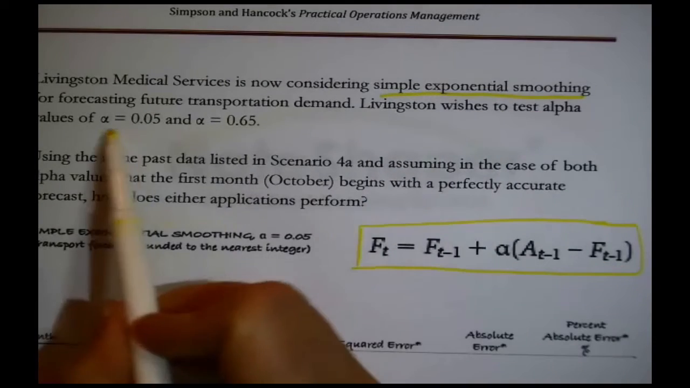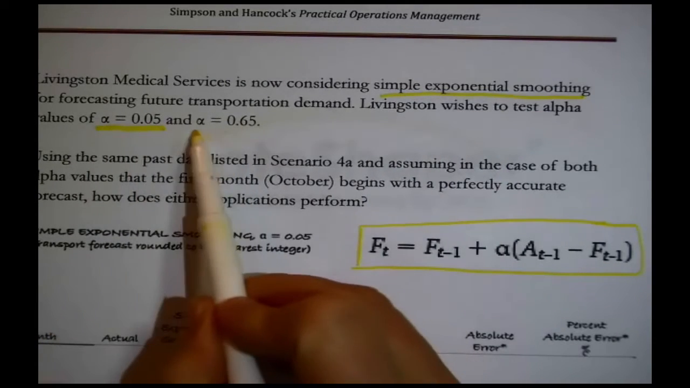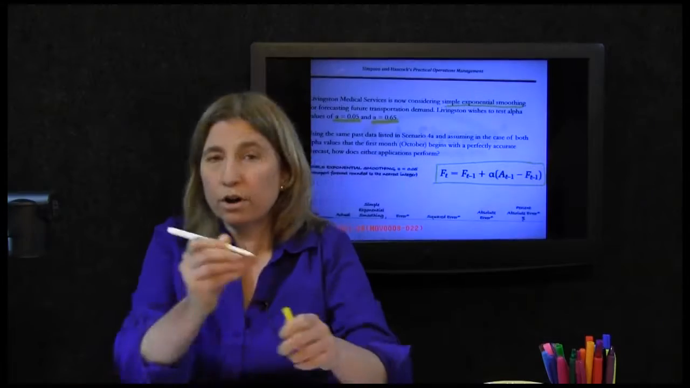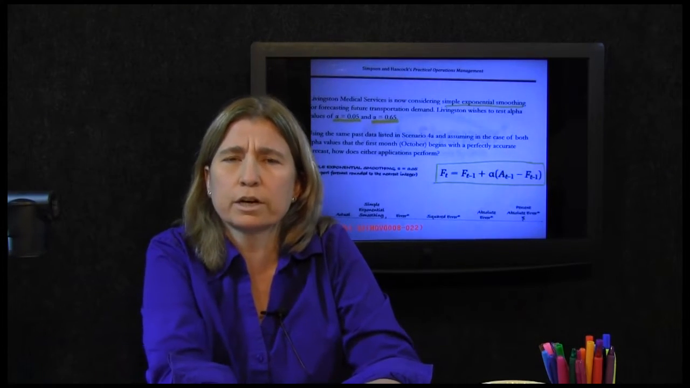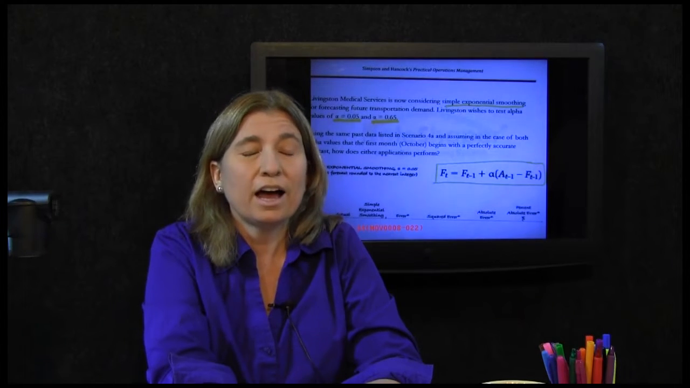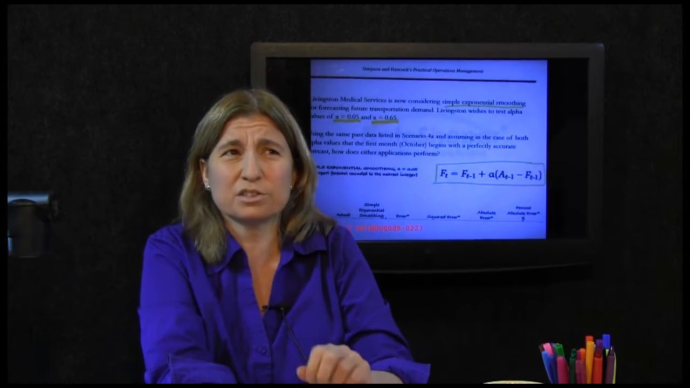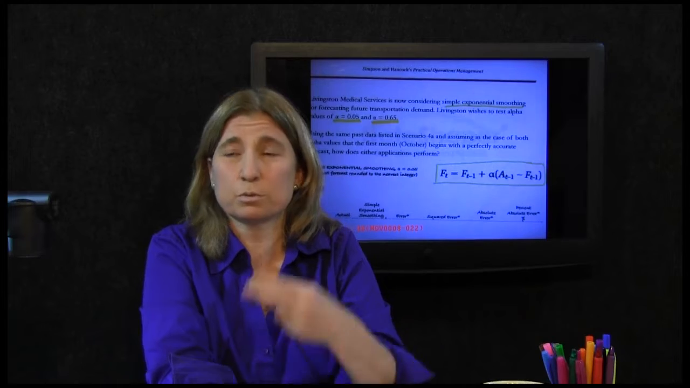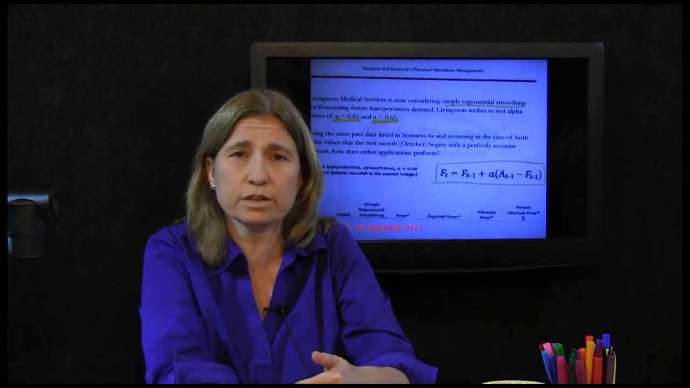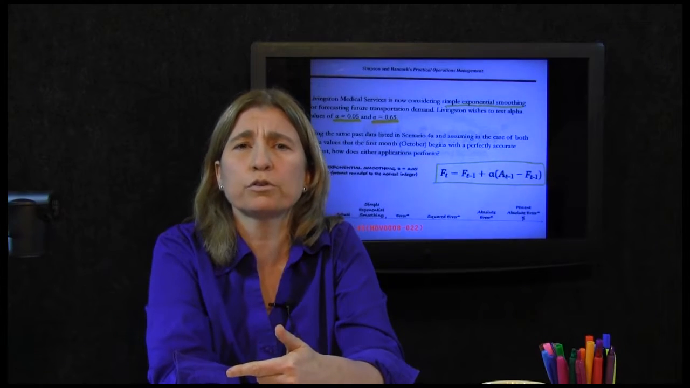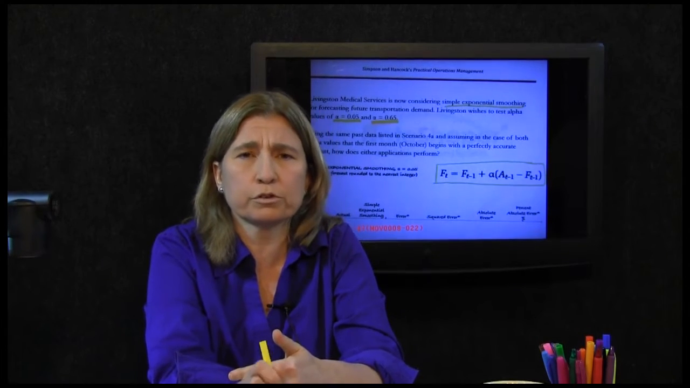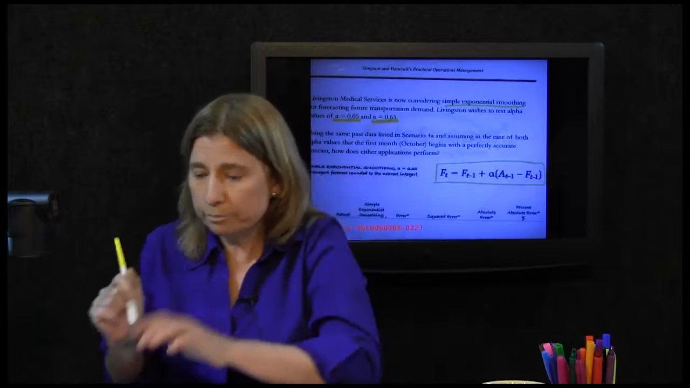Livingston wishes to test alpha 0.05 and alpha 0.65. Important point: we're going to test a forecasting technique in this scenario. Actually, we're going to test two forecasting techniques. We're going to have to conduct two tests because two different alpha levels have been proposed for the simple exponential smoothing formula.